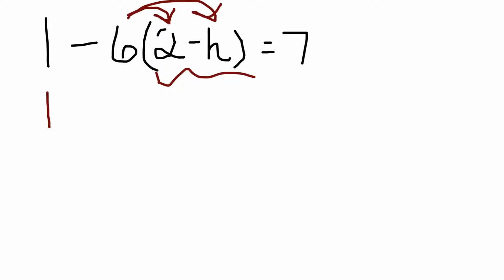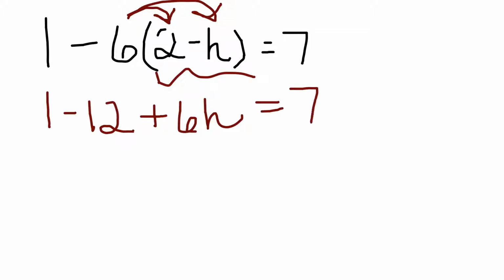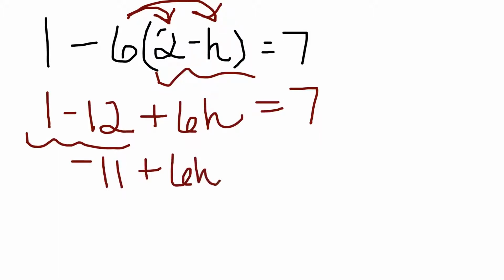So I have a 1 minus 12 plus 6h. Now remember, that's a negative 6 times a positive 2 to give me that negative 12. And a negative 6 times a negative h to get a plus 6h, and that equals 7. Now before I proceed, I want to combine like terms. So let's combine this to get a negative 11 plus 6h equals 7.